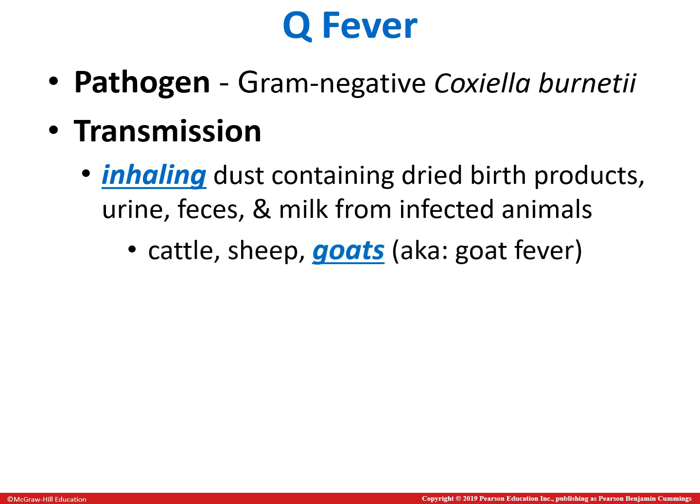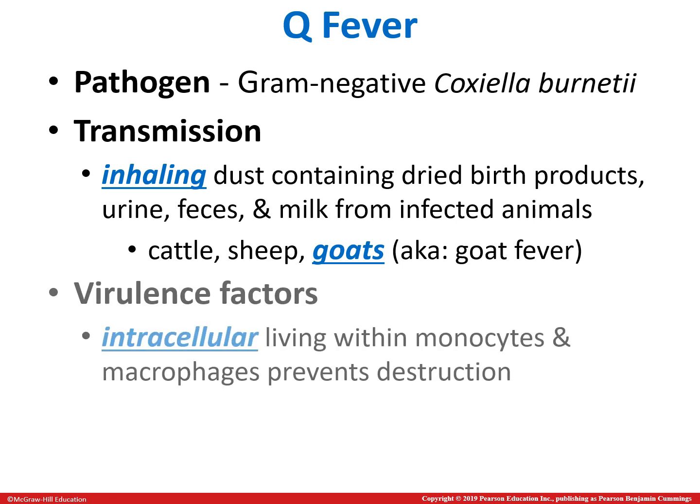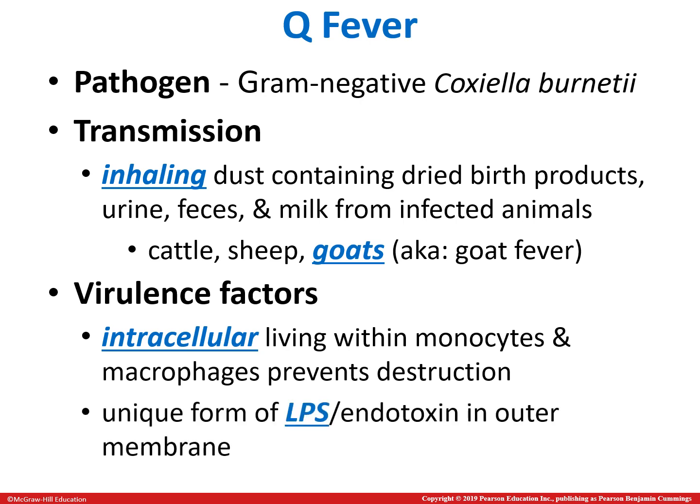And so typically it comes from goats. It used to be called goat fever, but it can be carried by other livestock. And again, this is one of those bacteria that can get inside of monocytes, which is one of your white blood cells, or macrophages. And if it lives inside of those cells, then they can't be destroyed. This particular gram-negative bacteria also has endotoxin, but it has a very unique chemical form of that LPS, lipopolysaccharide, in its outer membrane. But it functions like your typical endotoxin.